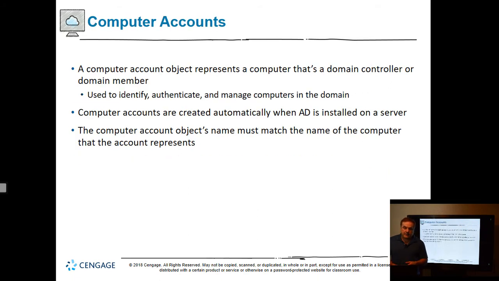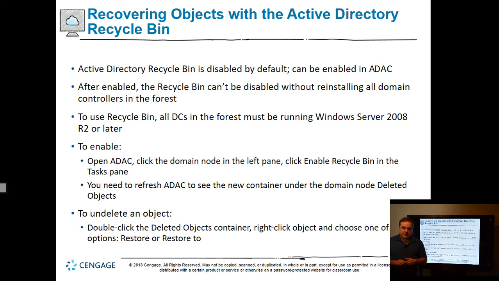Another AD object is a computer account. So when you join a computer to a domain, it automatically creates an account. It represents a computer that's a domain controller or domain member. So our Windows 10 computer is going to be a domain member, whereas our DC01 and 02 are going to be domain controllers. The computer account object's name must match the name of the computer that the account represents.